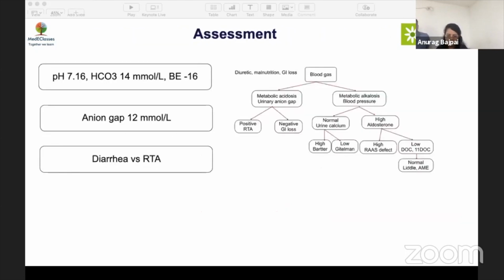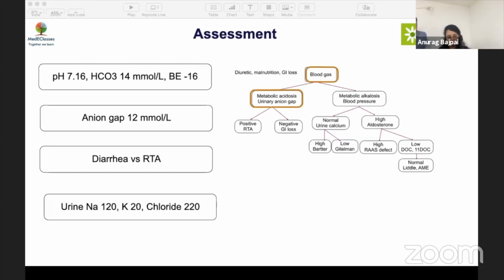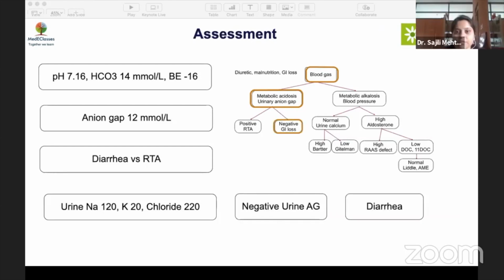The main causes of metabolic acidosis with normal anion gap are diarrhea or RTA, and to differentiate between them, we can use the urinary anion gap. In diarrhea, there is loss of chloride, so the urinary anion gap tends to be negative, whereas in RTA, the urinary anion gap is positive. So this will help us differentiate between the two.